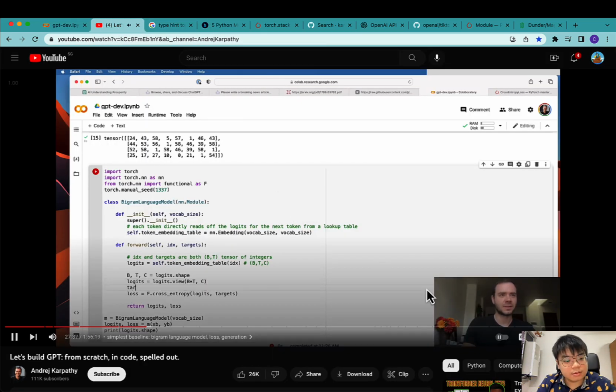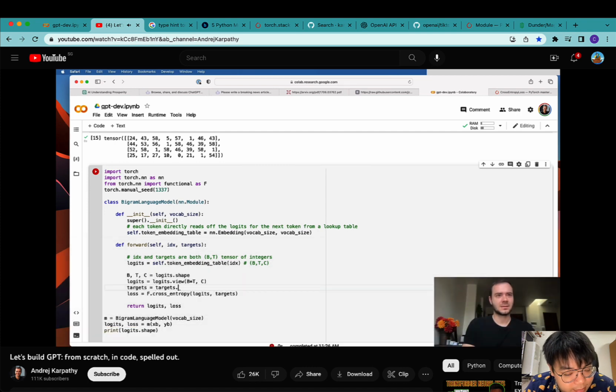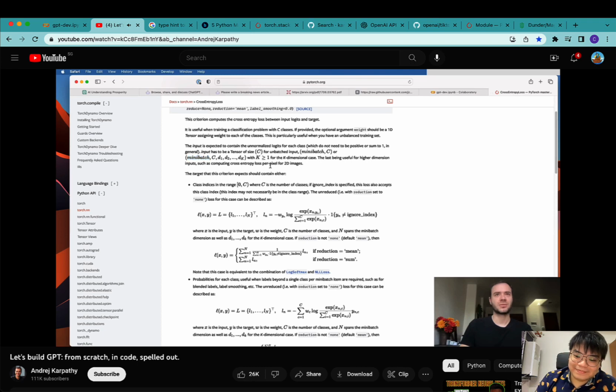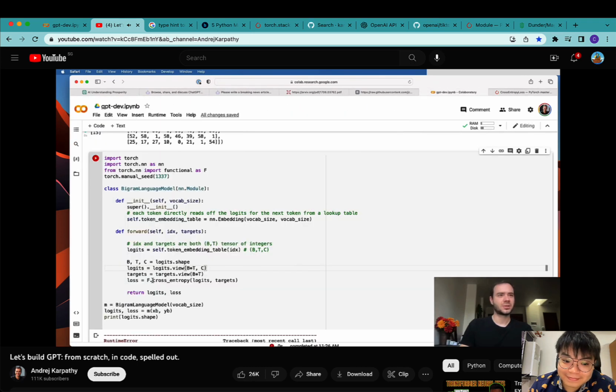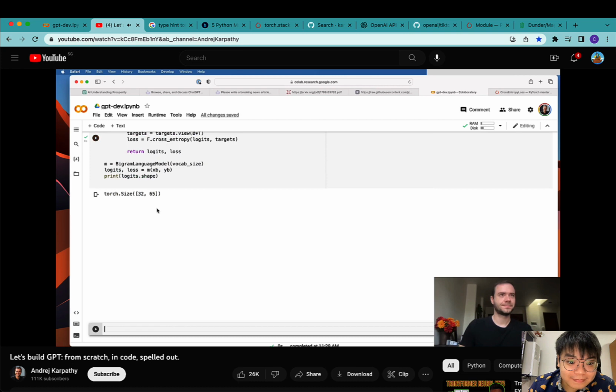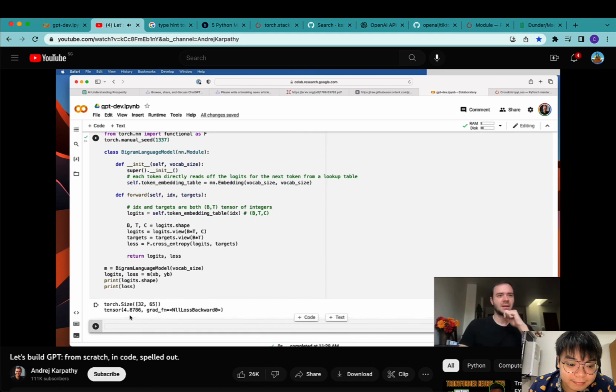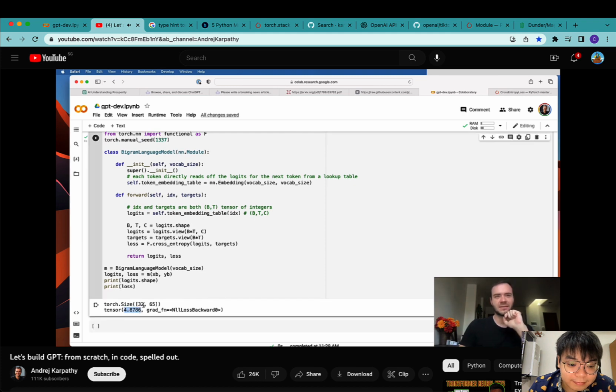Now we have to do the same to targets, because currently targets are of shape B by T, and we want it to be just B times T, so one-dimensional. Alternatively, you could always still just do -1, because PyTorch will guess what this should be, but let me just be explicit and say B times T. Once we've reshaped this, it will match the cross-entropy case, and then we should be able to evaluate our loss. Okay, so that ran now, and we can do loss. And currently we see that the loss is 4.87.